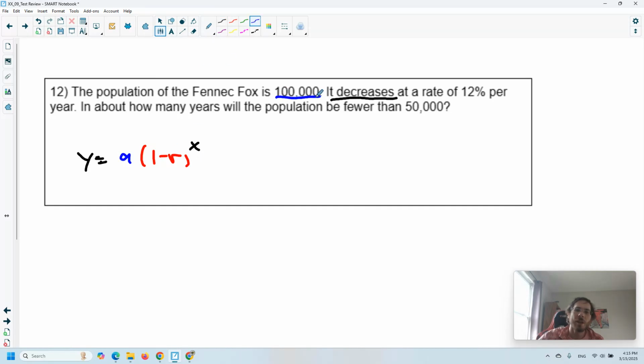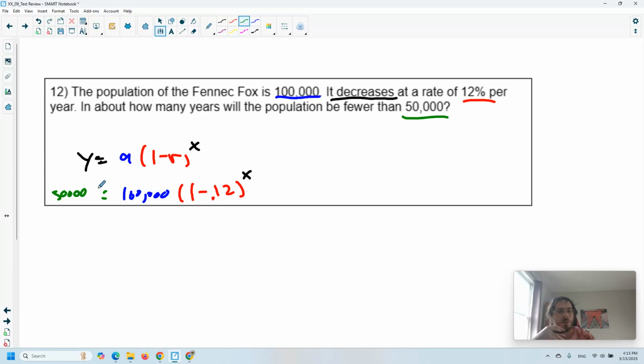So a is our starting amount. We've got 100,000. R is our rate. We're going down at 12%, so that's 0.12, not 12. We aren't told how many years, so we have to leave this as x. But the thing is, we are given this 50,000 number over here, so we can set 50,000 up on that side.